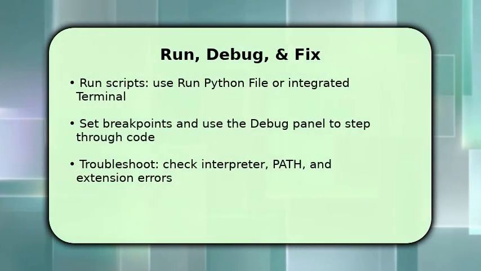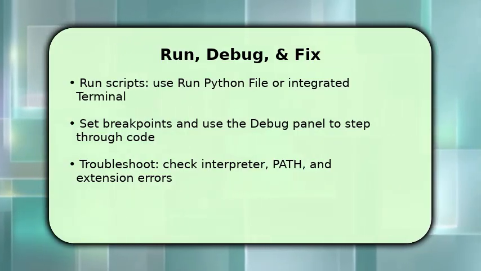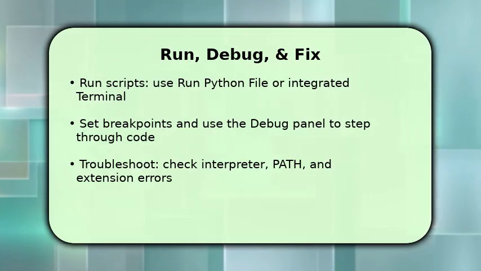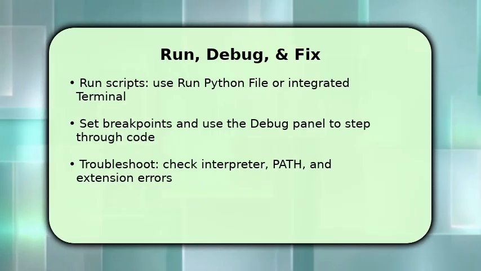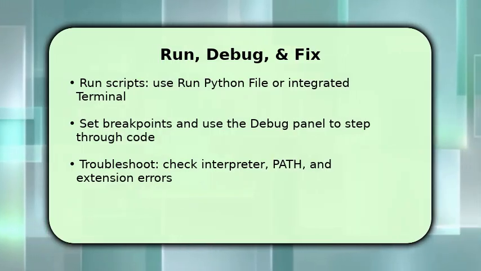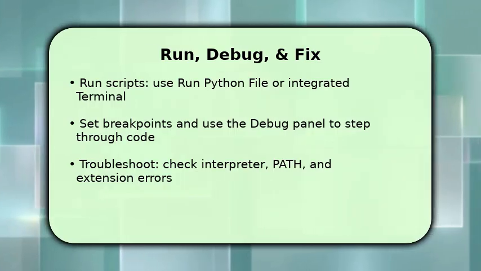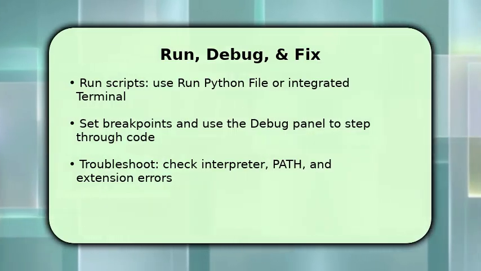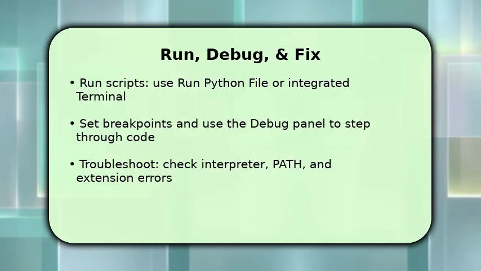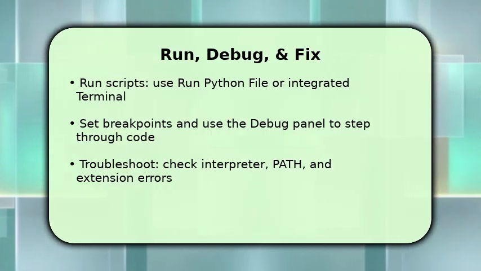Now run and debug your code. Use Run Python File for quick checks or the terminal for arguments. For deeper inspection, set breakpoints and launch the debugger from the Run view. Step into, over, and watch variables to understand flow. When tests fail, run pytest from the terminal and inspect stack traces. If something breaks, make sure the selected interpreter matches your venv, confirm path settings, and check the Python extension output for errors. These fixes resolve most common issues quickly.